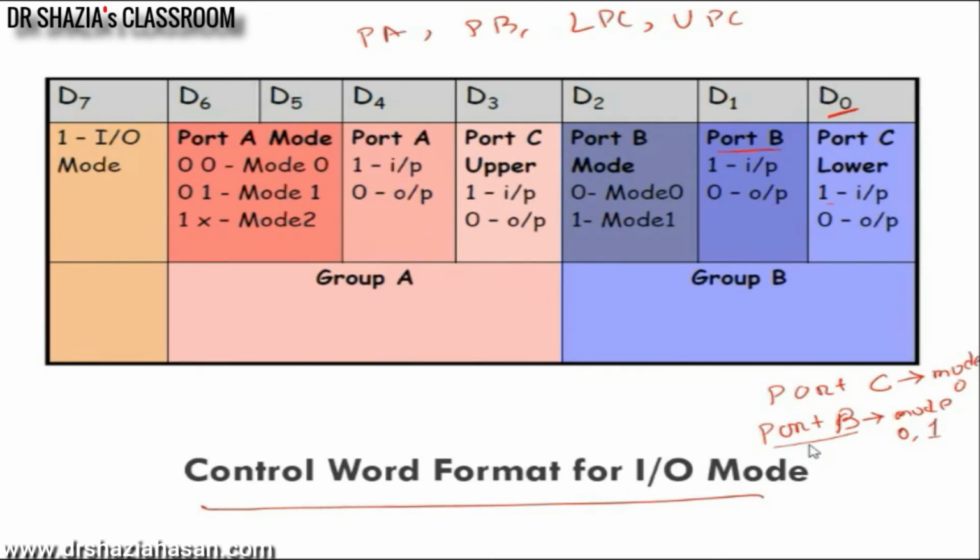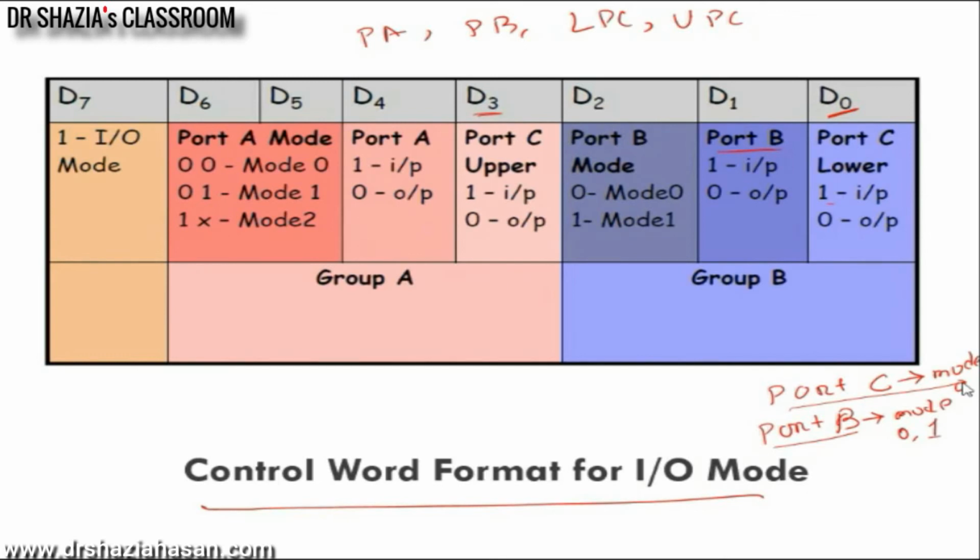Then comes your D3 bit. The D3 bit is your upper port C. Upper port C can again independently operate as an input port or output port depending on whether you are setting D3 as high or low. And as I said, port C has only one mode of operation, so there is no need of mentioning it. It can only operate in mode 0. There is no other possibility.